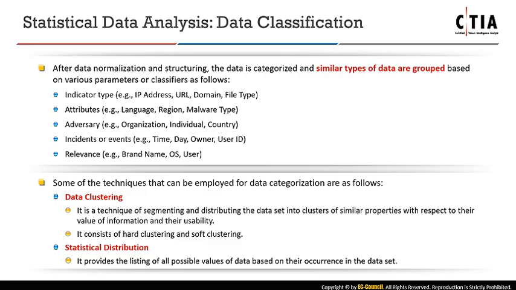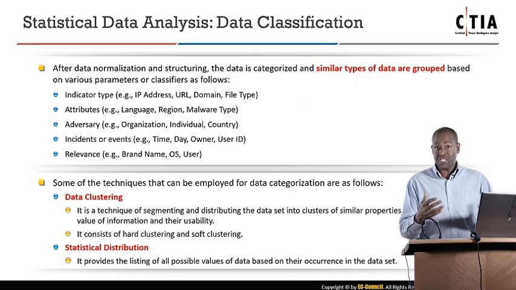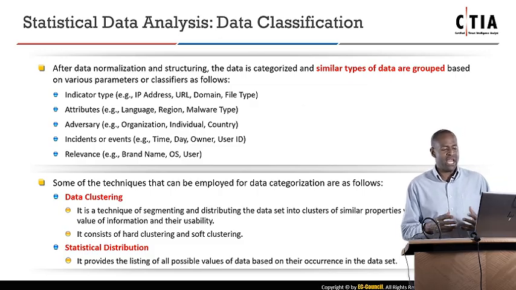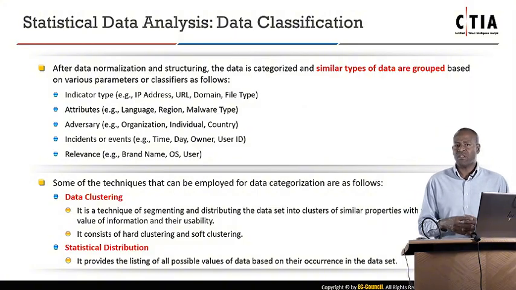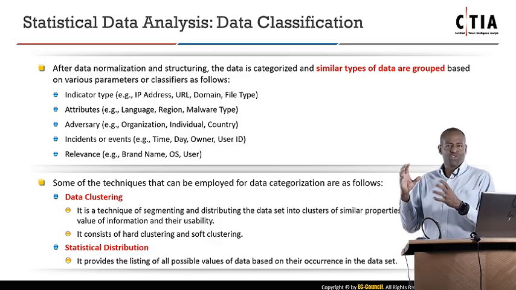And so we can find parameters like indicator type. An indicator type would be IP address, URL, domain, MAC address, stuff like that. Attributes: a language, region, malware type. We also have adversary, which is the organization, an individual, whoever is the entity that is doing the attack, right? We also have incidents or events like time or day or owner, user ID, employee ID. We have relevance: the brand name, the OS, the user. So with all of these different parameters, this can really help us to classify the data, and that can help us to make sure that we understand which groupings the data comes in.